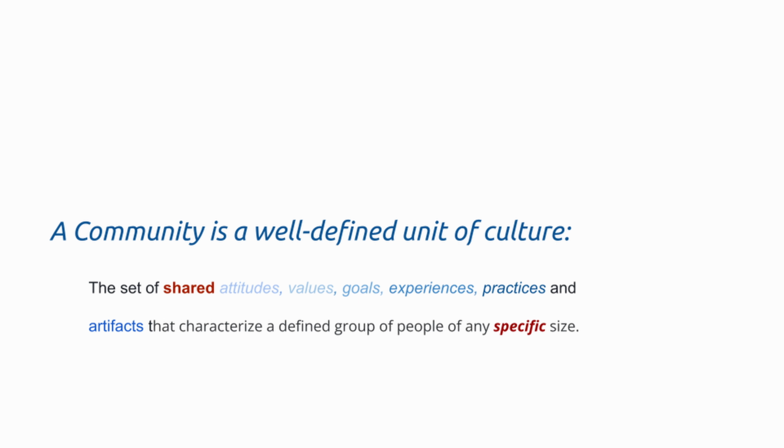We need to talk about what community is, because if we're going to be talking about what community is at CMX, where all of the big players have different definitions, Jono's definition is different from Carrie's, which is different from Erica's, which is different from Richard's. Anthropologically, there is a specific definition for community, and it is a unit of culture. Culture is the set of shared attitudes, values, goals, experiences, practices, and artifacts that characterize a defined group of people. Community is a social scientific entity. It is a unit of culture, and as such, we need to be measuring it social scientifically.